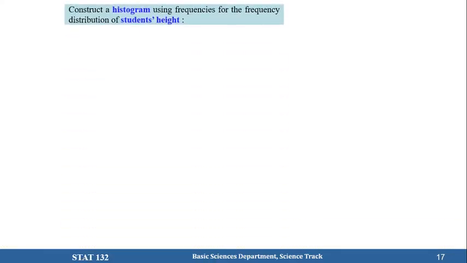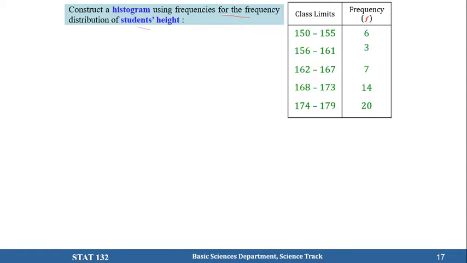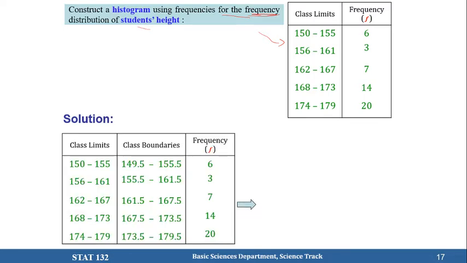The example: construct a histogram using the frequencies for the frequency distribution of students' heights. Now, assume we have a grouped frequency distribution for the students' heights, and we have the class limits and the frequencies. The first thing is you have to find the class boundaries.